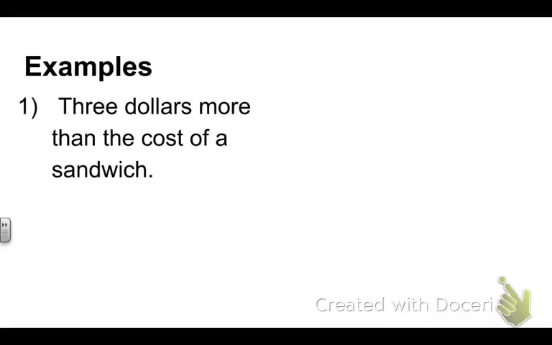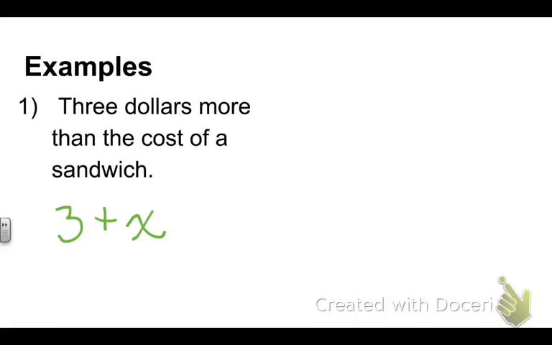So, for example, $3 more than the cost of a sandwich. So what this would look like, let me grab a pen real quick. All right, $3 more than, so I've got $3 more than means addition, the cost of a sandwich. Do we know how much a sandwich costs? So we're going to use x. Done. That's it. We translated our words into numbers and symbols.